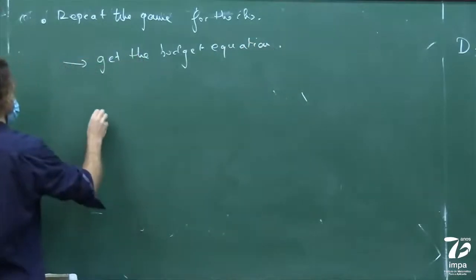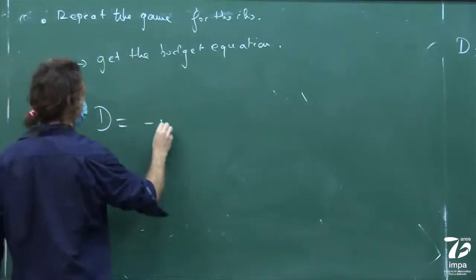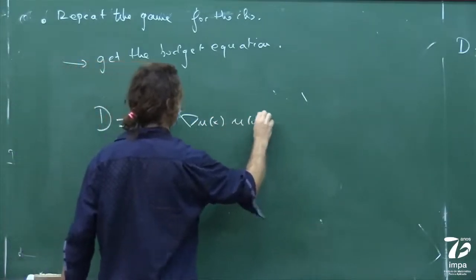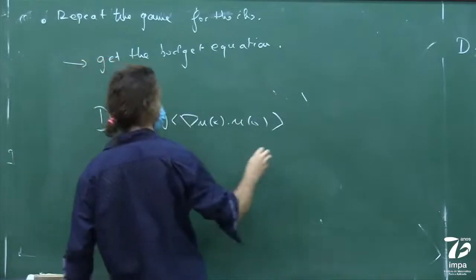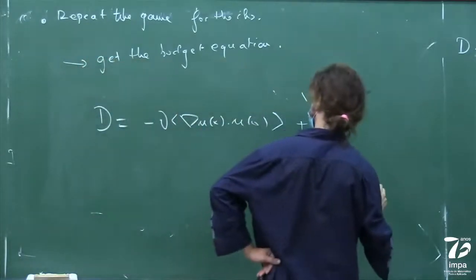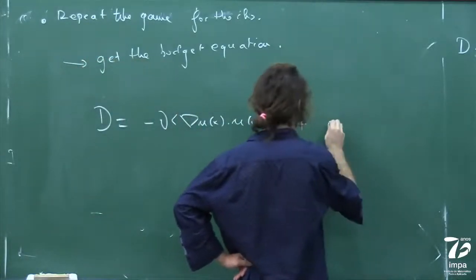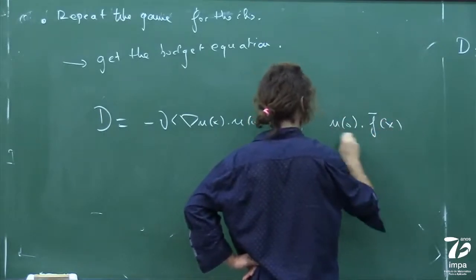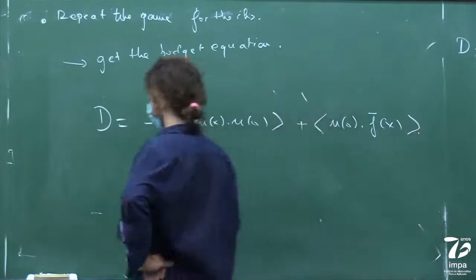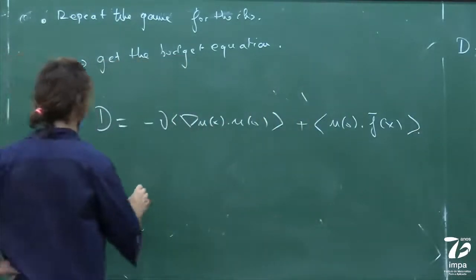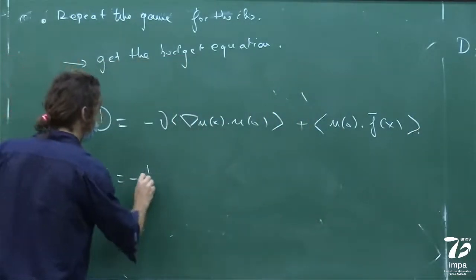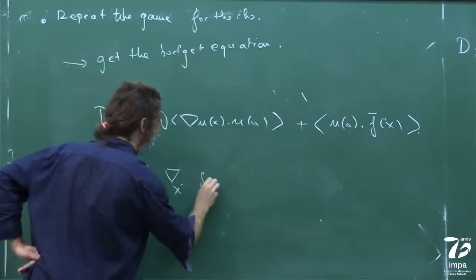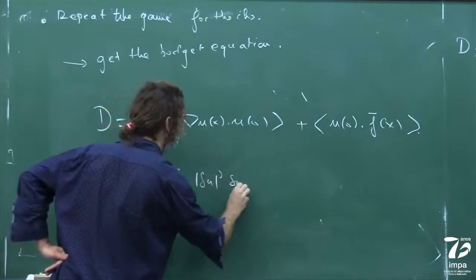which is this guy here, is equal to minus mu ux u0 plus u0 f of x. And d is minus 1/4 the divergence with respect to x of delta u square delta u.